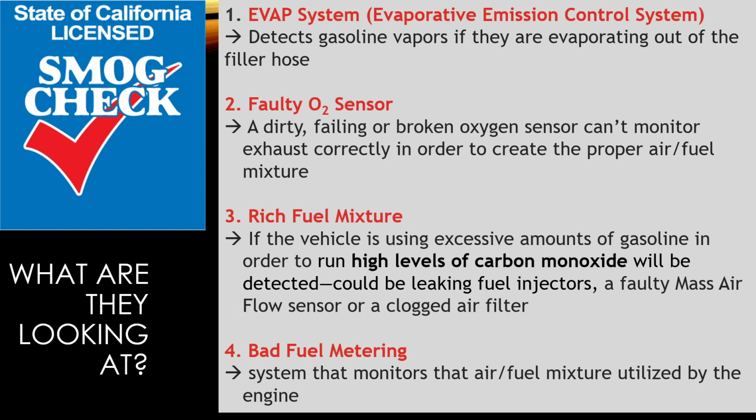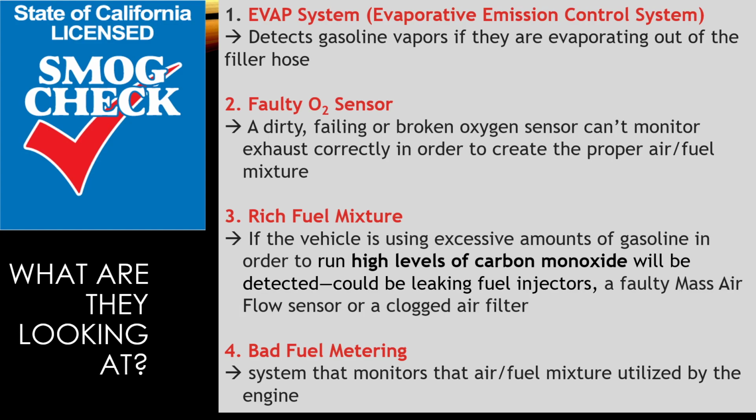Some other things that we're doing is, in California and then Nevada, of course, we have smog checks, and they are checking for a few different things. They're checking the evap system, which is the evaporative emission control system, and this is just going to detect gasoline vapors if they're coming out of the filler hose. So you usually will get this check engine light if you don't have a gas cap on, or if the gas cap is loose, or if the gas cap has a leak, because you're releasing those volatile organic compounds of the gasoline into the atmosphere directly.